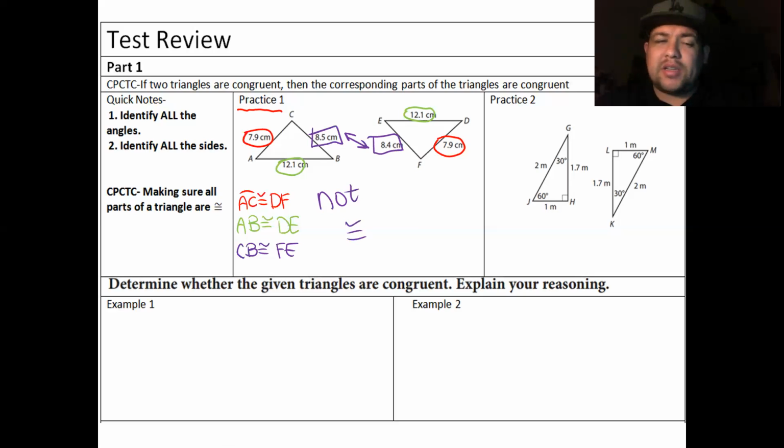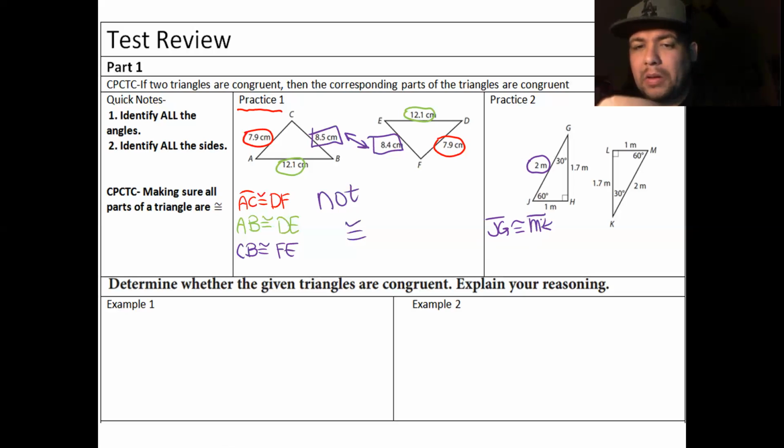If we're looking at practice number 2, we want to do the same thing. So we're going to go ahead and do the sides. Let's start out with the hypotenuse. We say that JG is congruent to MK. It's a bad K, but it's okay.